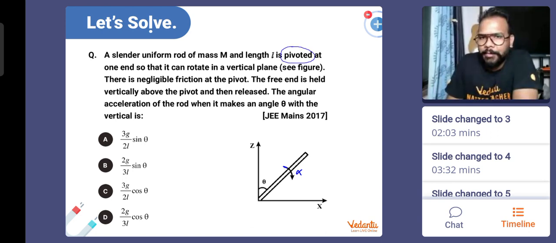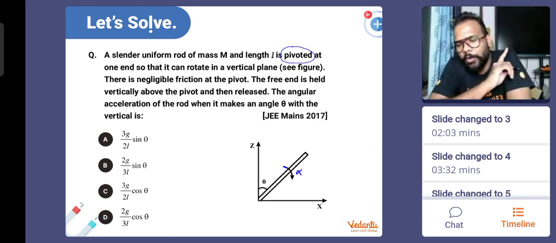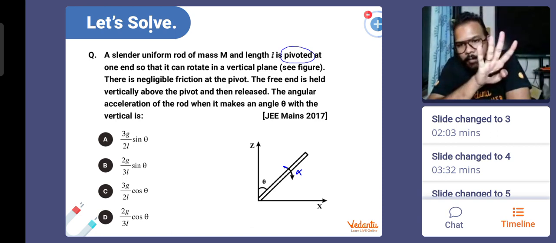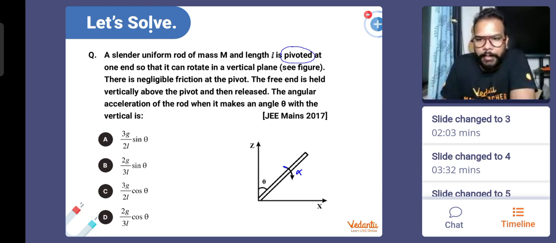Does everyone know the meaning of this word? Everyone understands the meaning of pivoting? Hinging. Look at the door in your room. You will find three or four hinges there. That's basically a pivot. So there is a rod which is hinged over here. It has been hinged. That means what?